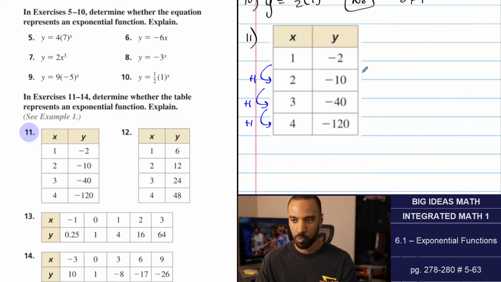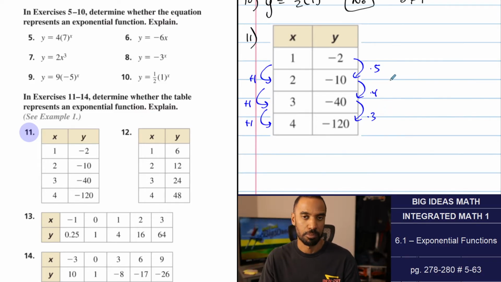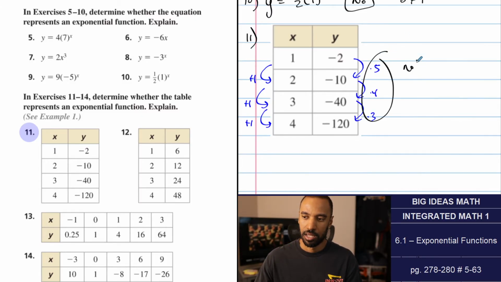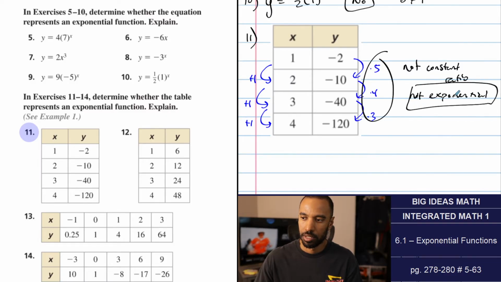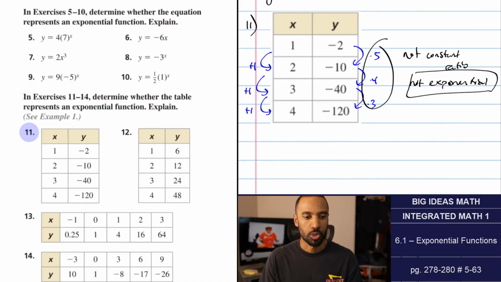Fabulous. Question is, what's y doing? We're multiplying by 5, and then by 4, and then by 3. There may be a pattern that you see, but that doesn't make it exponential. Because this is not a constant ratio, therefore not exponential. Okay. Number 12.